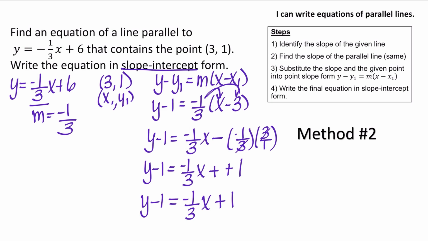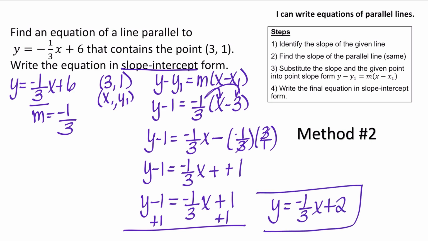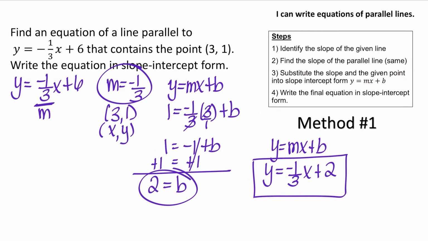Now finally, to get this into slope-intercept form, I need to get y by itself, so I'm going to add 1 to both sides. So that will give me y equals negative 1/3 x plus 2. So notice once again, my equation is the same no matter which method that I use.